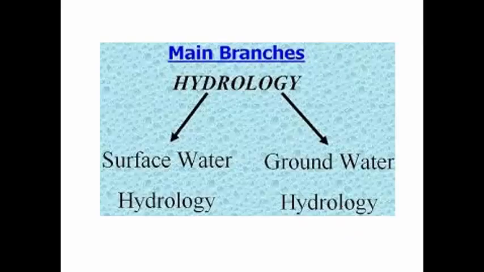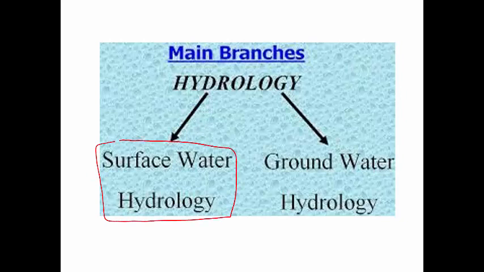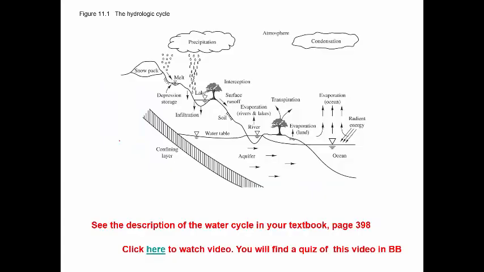There are two main branches of hydrology: surface water hydrology and groundwater hydrology. This specific module, Module 3, deals with surface water hydrology. The fourth module will deal with groundwater hydrology.